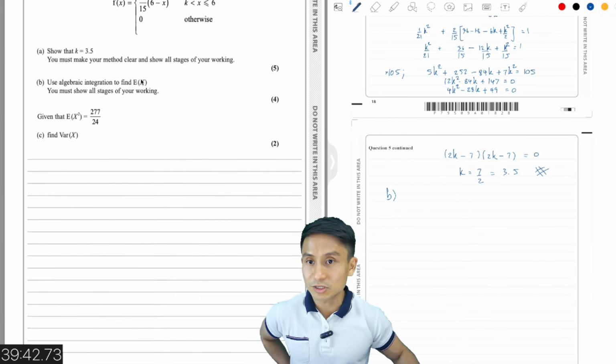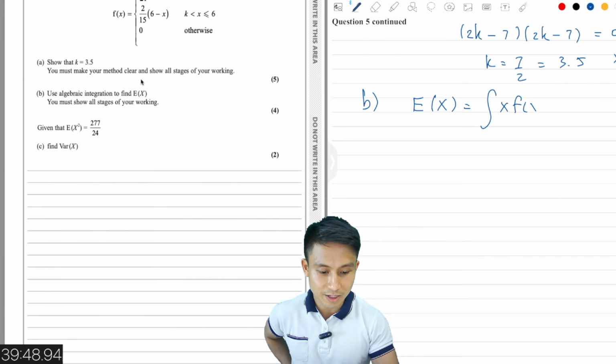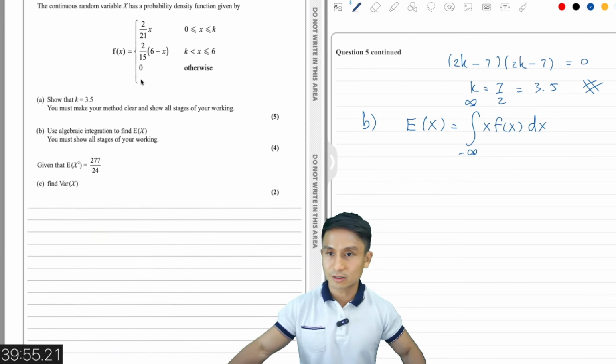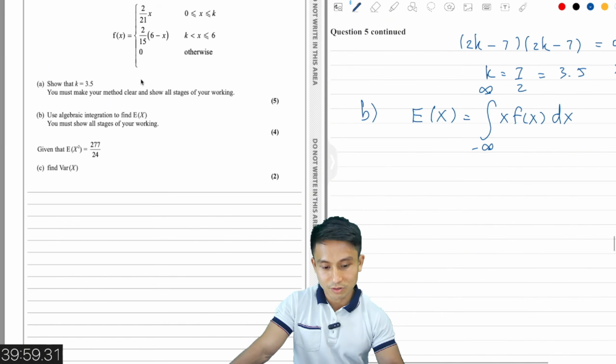Part B. Use algebraic integration to find the expected value of x. So the expected value of x is basically the integral of x f(x) dx. And of course, we're going to go through all the domains. These are just 2 domains, right? So we already found that k is 3.5, so we just do the integral again.